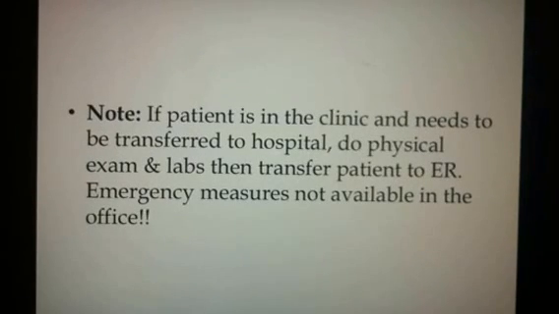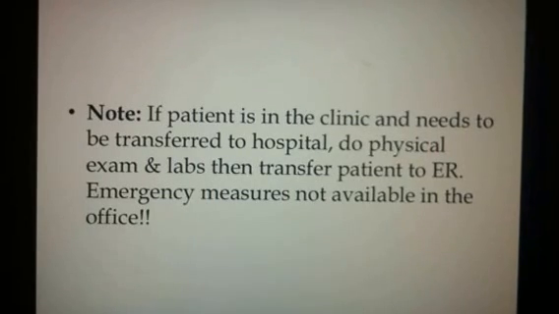If the patient is in the clinic and not stable, make sure to transfer the patient to the ER, then do the emergency management.